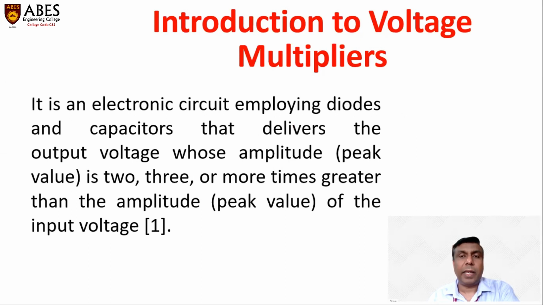So let's start with the very basic: what exactly are voltage multipliers? The voltage multiplier is one of the most important applications of a PN junction diode. The voltage multiplier gives the output voltage in multiples of the input voltage. It means it will give an output voltage 2 times, 3 times or more greater than the amplitude of the input voltage. So that is the function of a voltage multiplier.